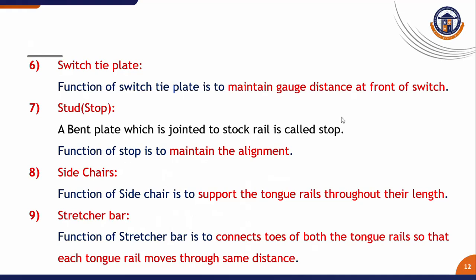Switch tie plate. The function of the switch tie plate is to maintain the gauge distance at the front of the switch stud stop. A bent plate which is jointed to the stock rail is called a stop. The function of the stop is to maintain the alignment. Side chairs. The function of the side chair is to support the tongue rails throughout their length. Stretcher bar. The function of the stretcher bar is to connect the toes of both the tongue rails so that each tongue rail moves through the same distance.